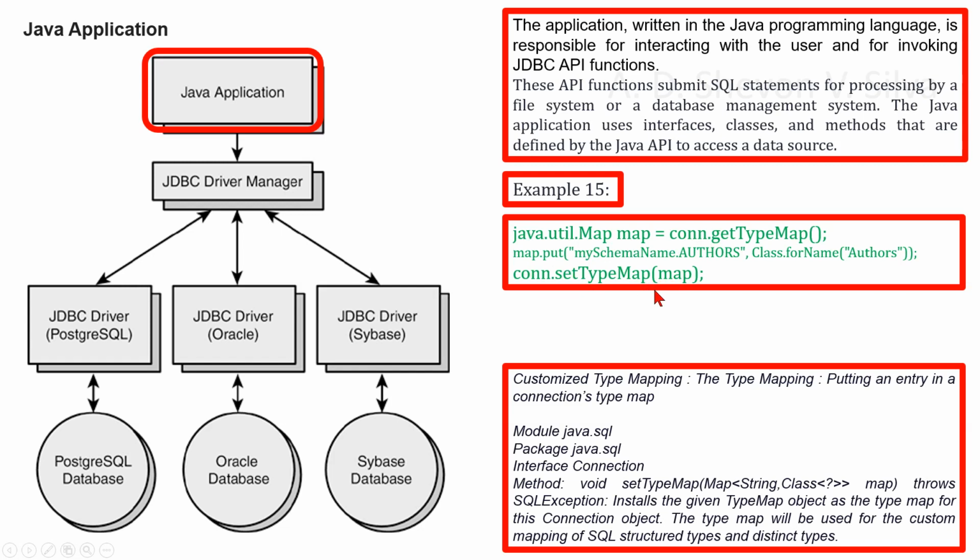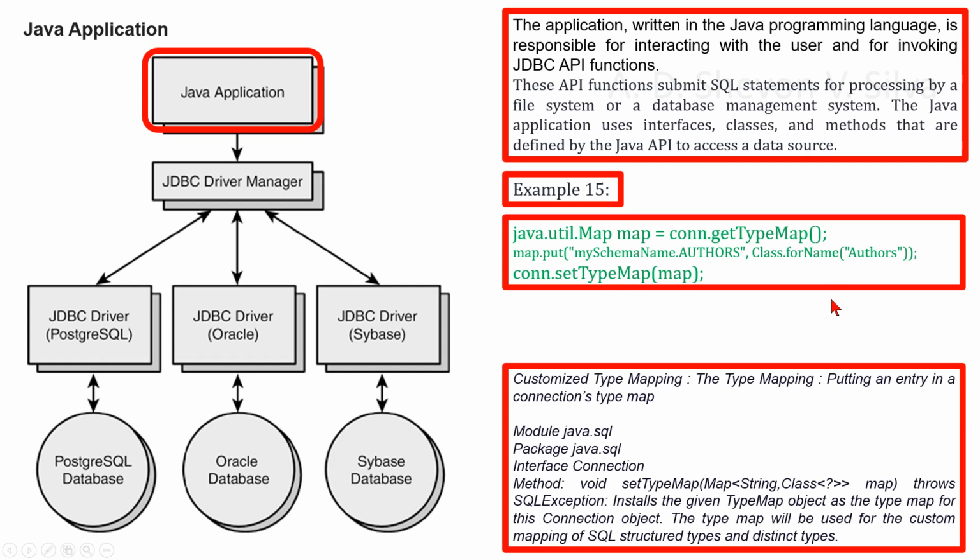The type map will be used for the custom mapping of SQL structured types and distinct types. The SQL user defined types (UDTs), structured types and distinct types, can be given a custom mapping to a class in the Java programming language. The default is for the driver to use the default mapping between SQL data types and types in the Java programming language.